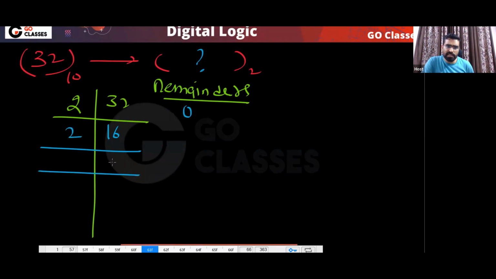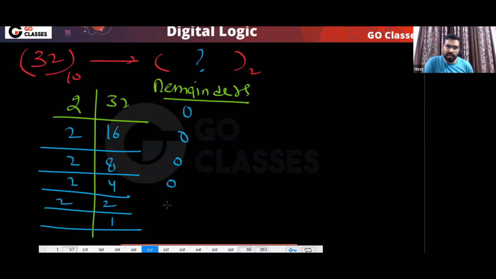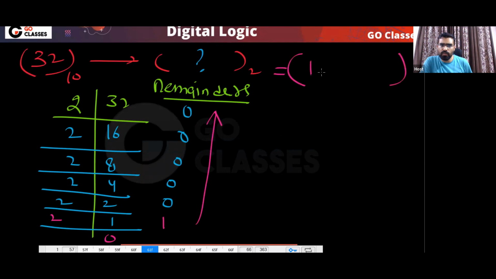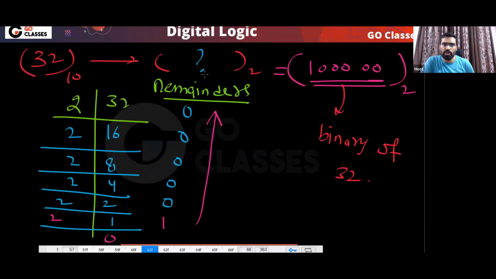You can divide this 16 8 times, the remainder will be 0. Then you can divide this 8 4 times, the remainder will be 0. Then you can divide 2 times, the remainder will be 0. Then you can divide 1 time and the remainder will be 0. And then finally you can divide 0 times, the remainder will be 1. So you write in this direction. So finally what you will get is 1 and then 5 zeros. So this will be your binary. This is the binary of 32.